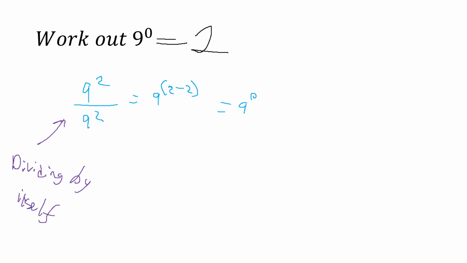So therefore, if a number is divided by itself, it's just going to be equal to 1. So therefore, any number a to the power of 0 is just going to be equal to 1. It doesn't matter what that number is. If it's infinity, doesn't matter. It's to the power of 0. It's just going to be 1.